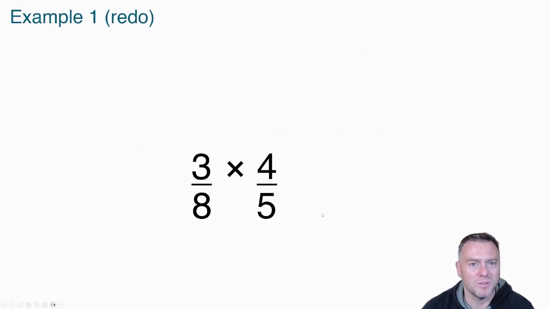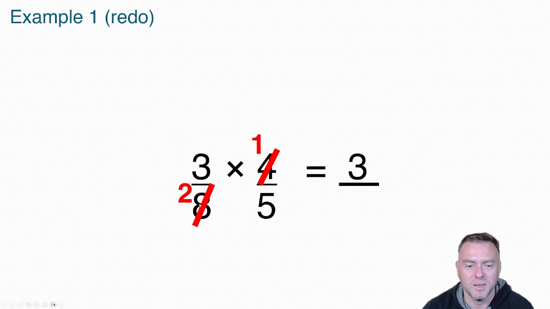So coming back to the original example, 3/8 times 4/5, we can see that we can divide both the top and the bottom by 4. So we can reduce it because they've got factors in common. So the first step is you divide this by 4. Then you divide this by 4. Then we just go across and times the top and the bottom. So 3 times 1 gives you 3, and then 2 times 5 gives you 10.